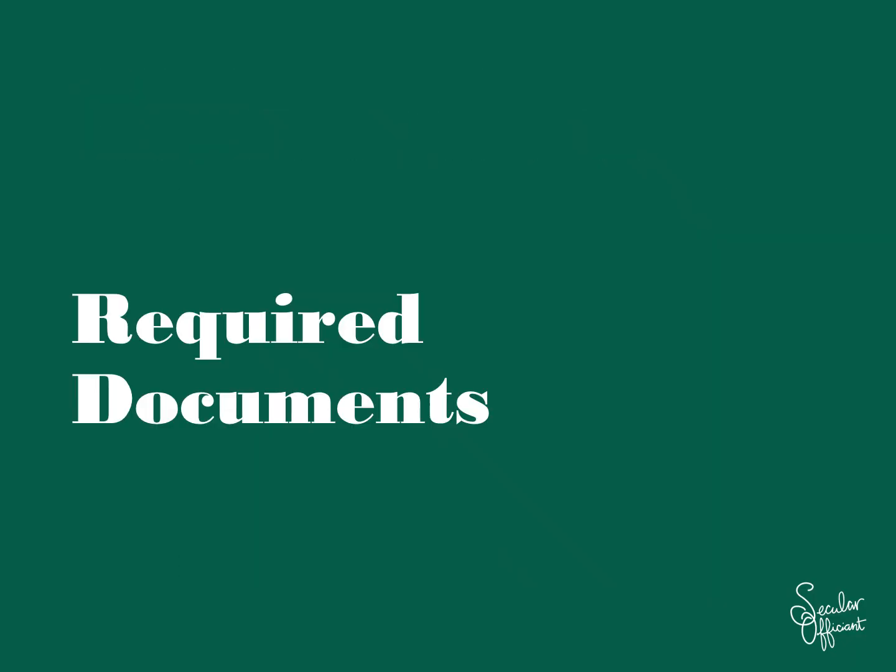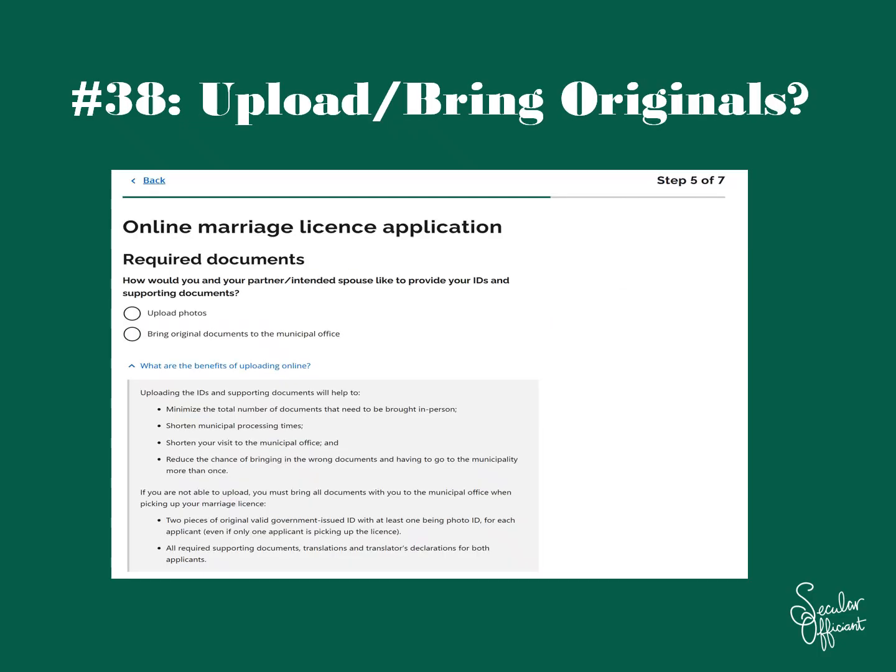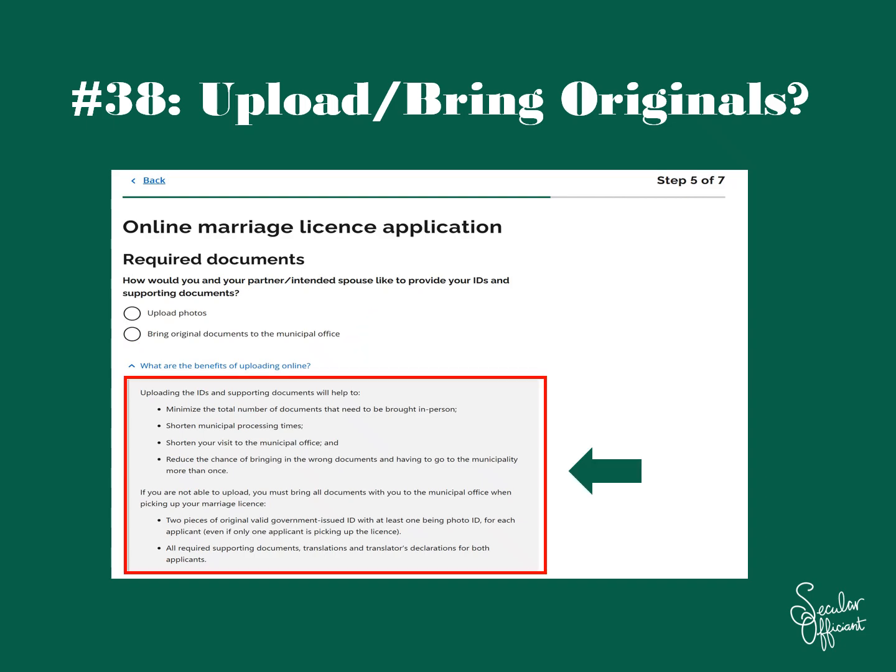Required documents. Section 5 of 7 is Required Documents. Step 38 is indicating if you and your partner plan to upload your documents online or bring the originals in person. You will see some information on the website indicating the benefits of uploading the documents online. There isn't an option for one applicant to upload and another applicant to bring them in person.